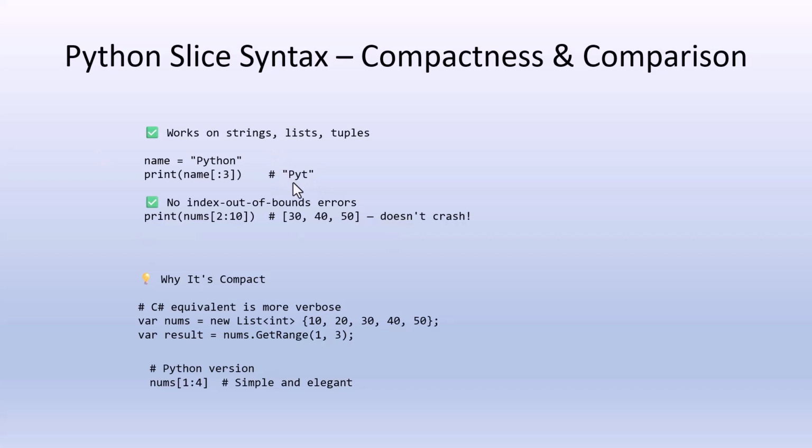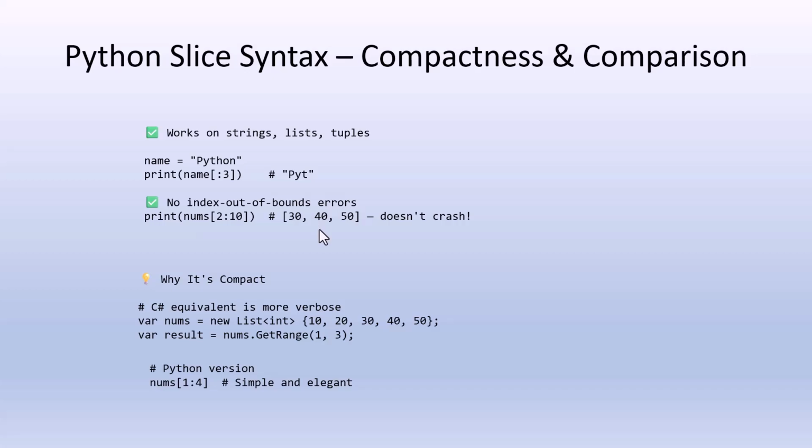Now here again, if you have a closer look, why PYT? It starts from index 0, that is the first place, and then second, and then third, and this is actually index 3, that should be h, but h is exclusive, so h is not printed, so only PYT are printed.